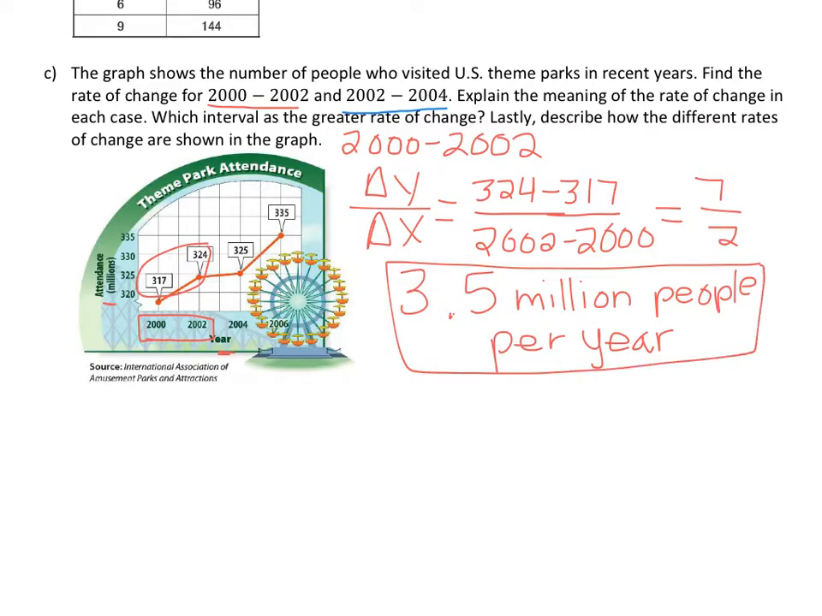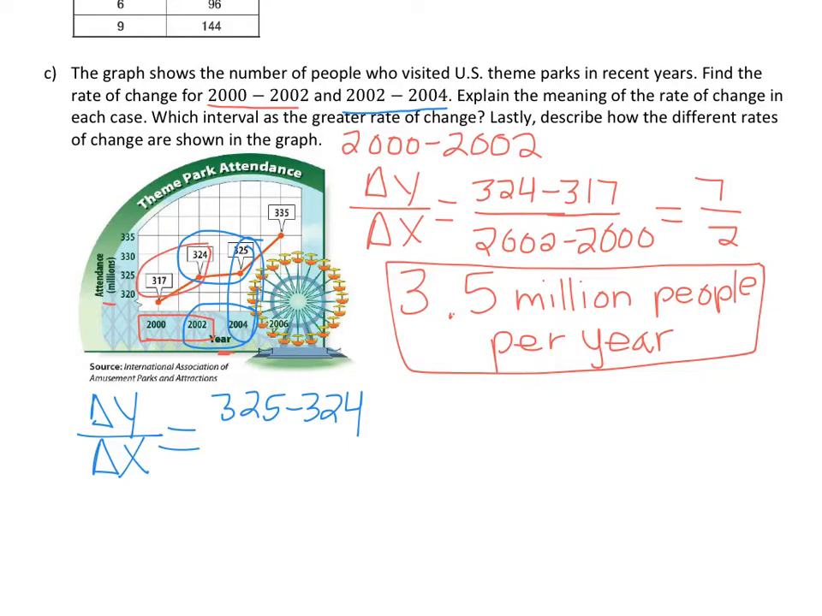Now let's do 2002 to 2004. So here are my values for 2002 and 2004. We are still doing change in y over change in x. Our y values, we have 325 minus 324, and I chose to use 2004 first. So 2004 minus 2002.